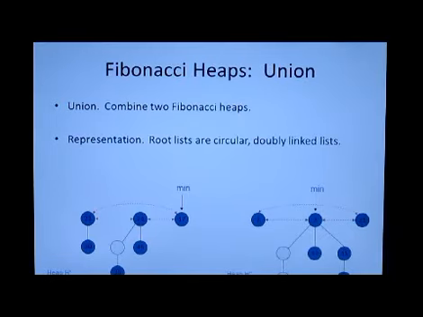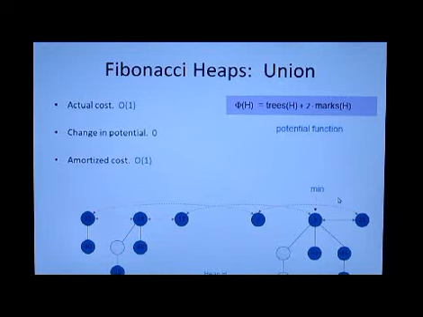We have the union operation. Union combines two Fibonacci heaps. For representation, root lists are circular doubly linked lists. We have two Fibonacci heaps and we do union of Fibonacci heaps. The actual cost for union is O(1), the amortized cost is O(1) also, and the change in potential is equal to 0.